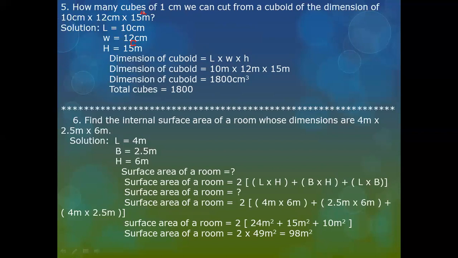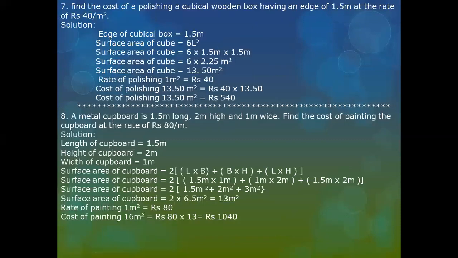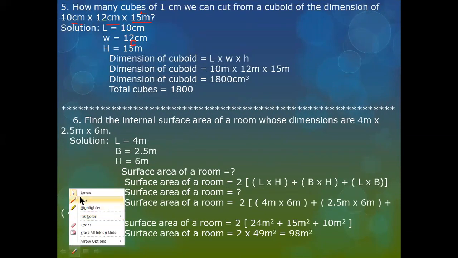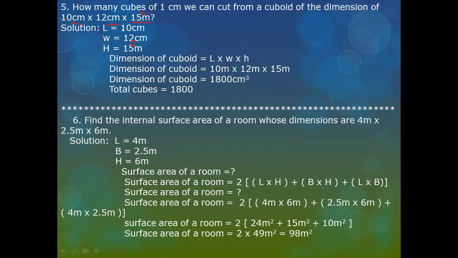Now, dear students, here we are given length multiply width multiply height. Now, here we have to check that this is the centimeter, this is the centimeter, and this will also be the centimeter. If there is a meter, then the remaining two parts will also be in meter. So, 10 meter multiply by 12 meter multiply by 15 meter.